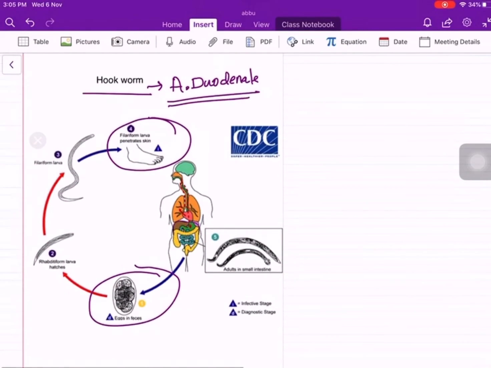Coming to hookworm. Hookworm is also known as Ancylostoma duodenale. The infective form here is the filariform larva, which penetrates the skin, and the diagnostic form would be the egg in the feces. What you should know about Ancylostoma is that it causes creeping eruption. The creeping eruption is mainly caused by species like Ancylostoma braziliense and Ancylostoma caninum, and not by Ancylostoma duodenale.